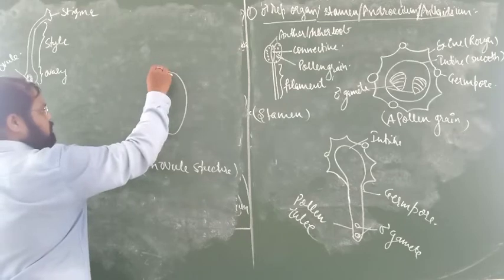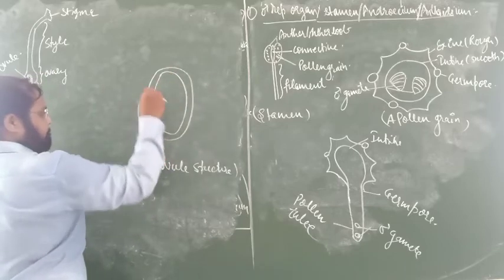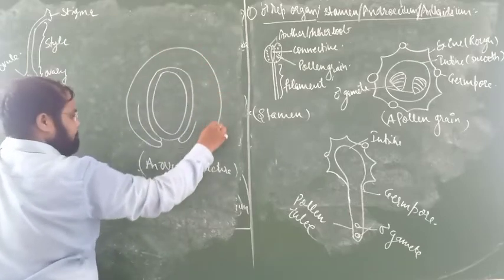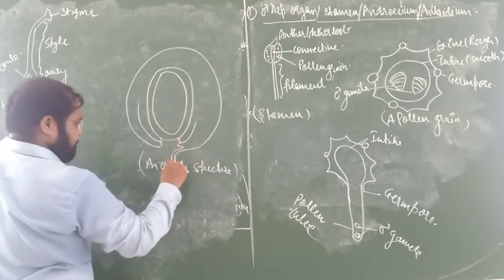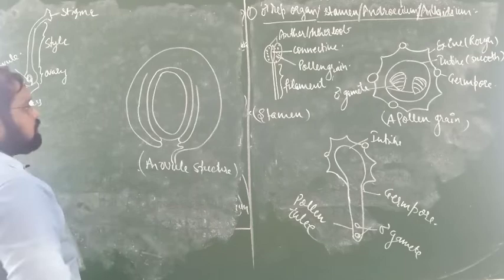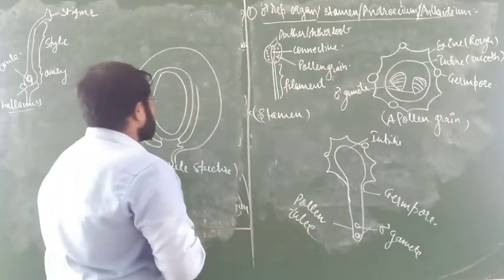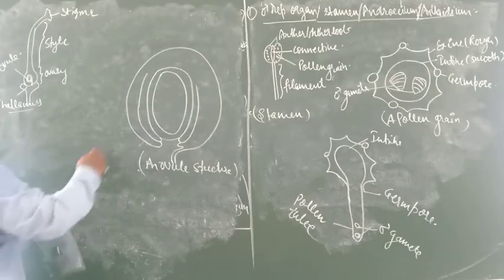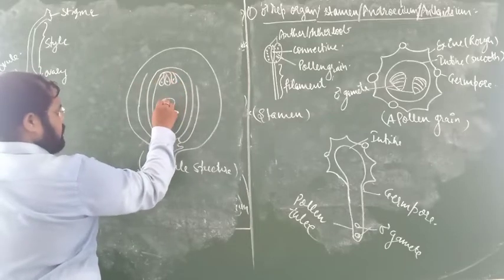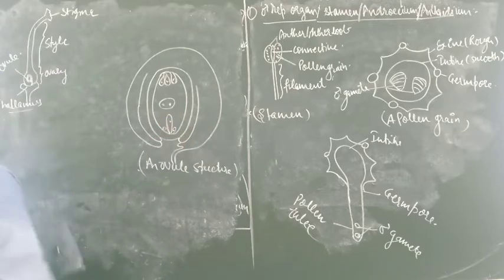This is the structure. If you draw the diagram, this is somewhat the diagram of a typical ovule. Here there are so many cells present in that. First listen very carefully, after that we will go to labeling. Three cells are there here, one cell but two nuclei are there here, three cells are here also. This is the typical diagram of an ovule.